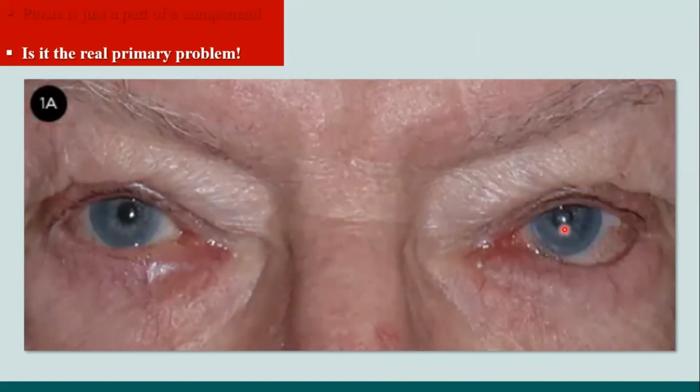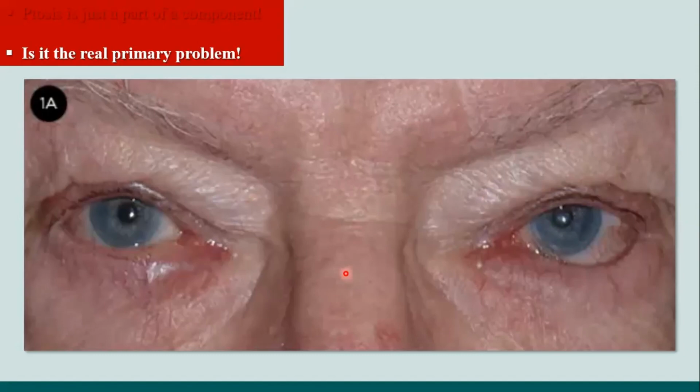So if you see here, the left eye has mild to moderate ptosis on the left side, and it might be mild on the right side with frontalis overaction, high arched eyebrows. But do you think this is the actual problem? Do you think examiners brought this case to you because of ptosis?